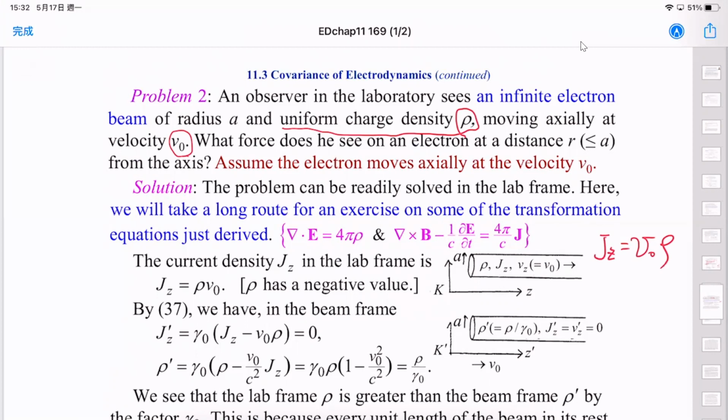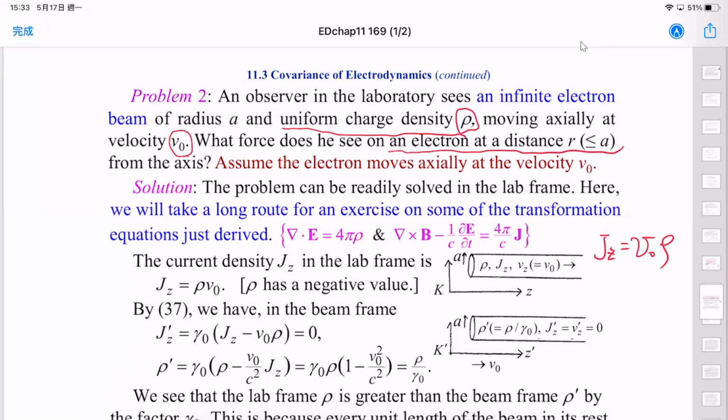In the rest frame, if you move with the electron beam, you will see no current, because you just see the charge distribution only, but no current. Therefore, what force does he see on an electron at a distance r from the axis? r can be inside or outside. At a distance r.